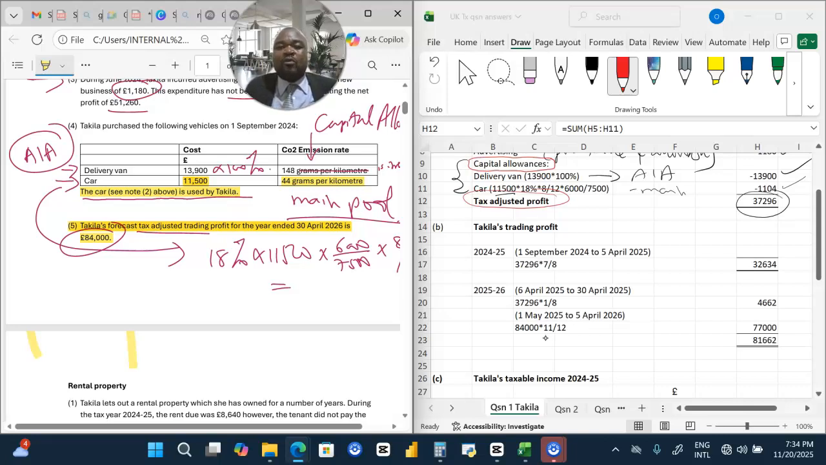So although this April was in the 2025-2026 tax year, it has already been taken care of when we adjusted the tax adjusted profit on part A with it. Remember, we adjusted with the fraction here.